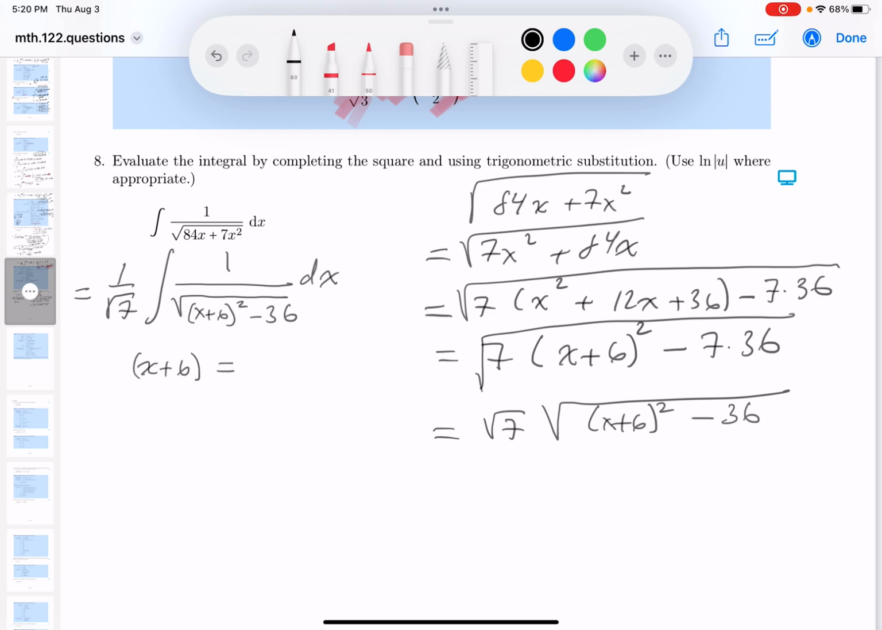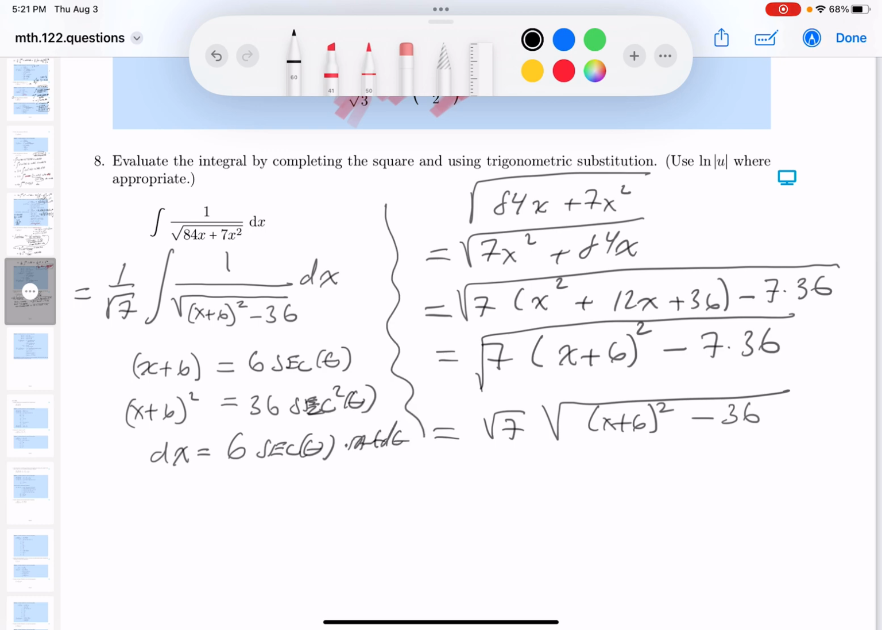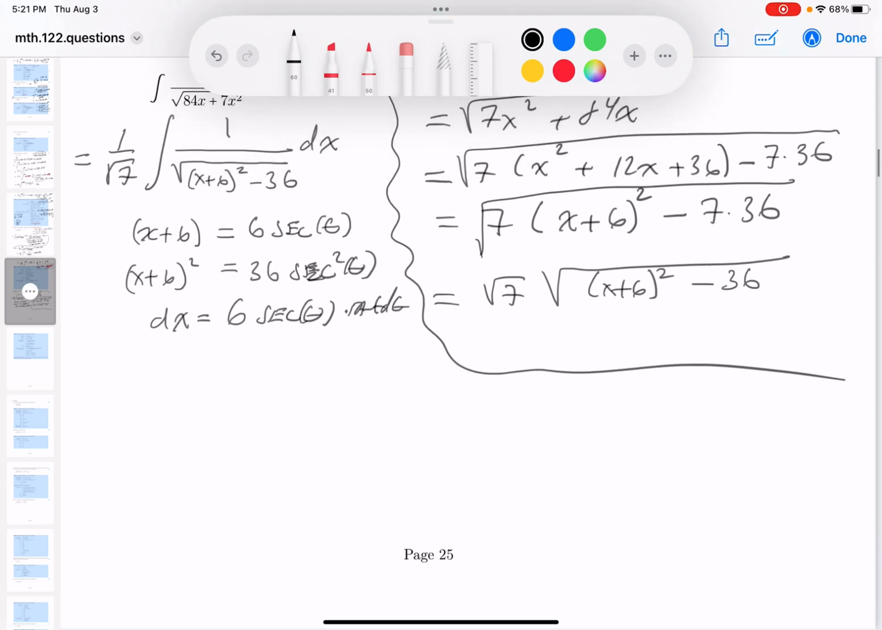So what I'm going to do is make a substitution over here. I'm going to say x plus 6 is 6 secant theta. All right, so what does that mean? (x plus 6) squared is 36 secant squared theta. I could also write down dx equals 6 secant theta tan theta d theta. Put a line over here, all right? So let's just do it. What do you get over here?